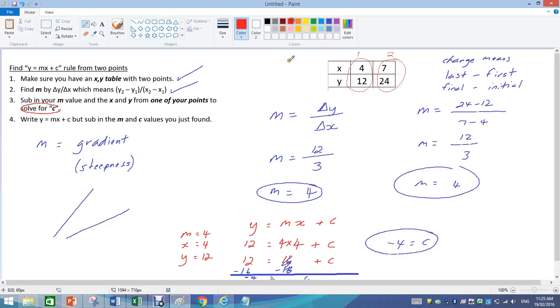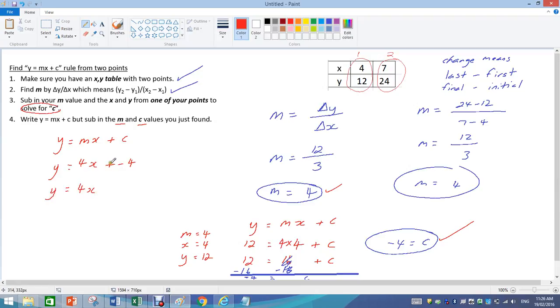Okay, so now we found M, we found C. So write y equals mx plus c, but sub in the m and c values you just found. Well, let's do it right here. So y equals mx plus c, but sub in the m and c values you just found. So we say y equals, m was 4, x, and then sub in our c value, plus c is -4. We can simplify it one more step, because a plus and a minus together is just a minus, really. So there's our final answer for that one.